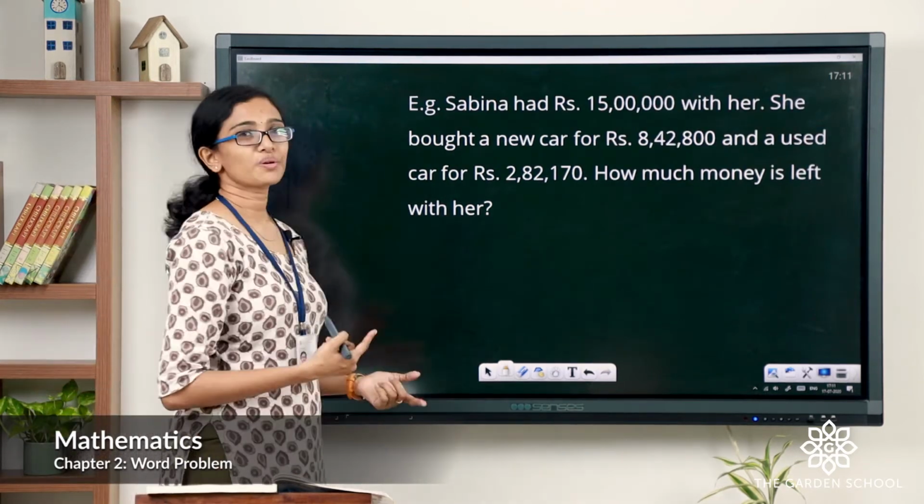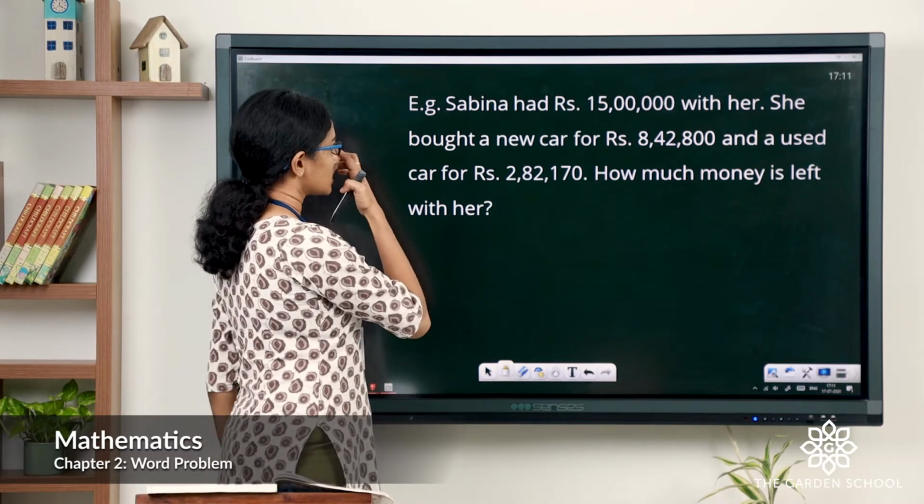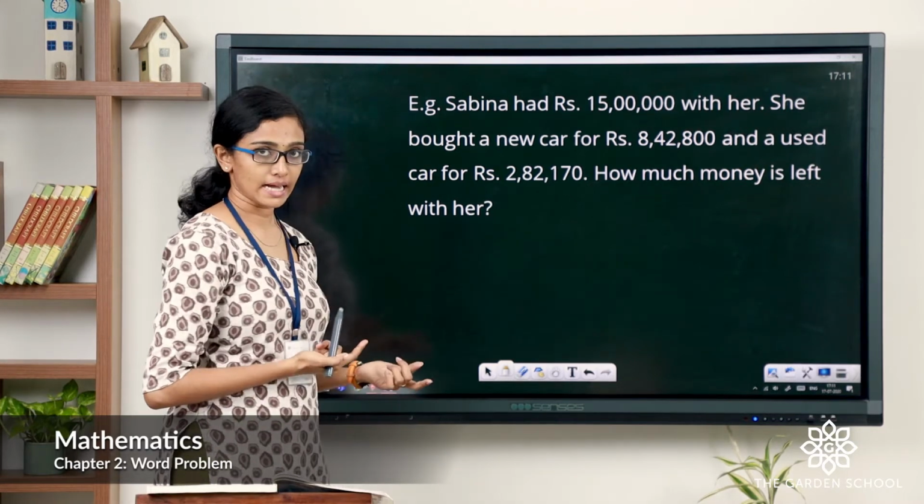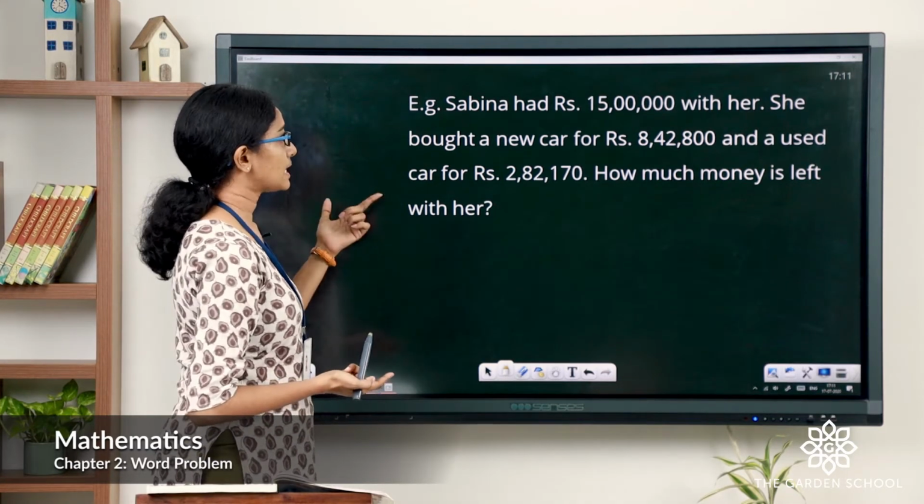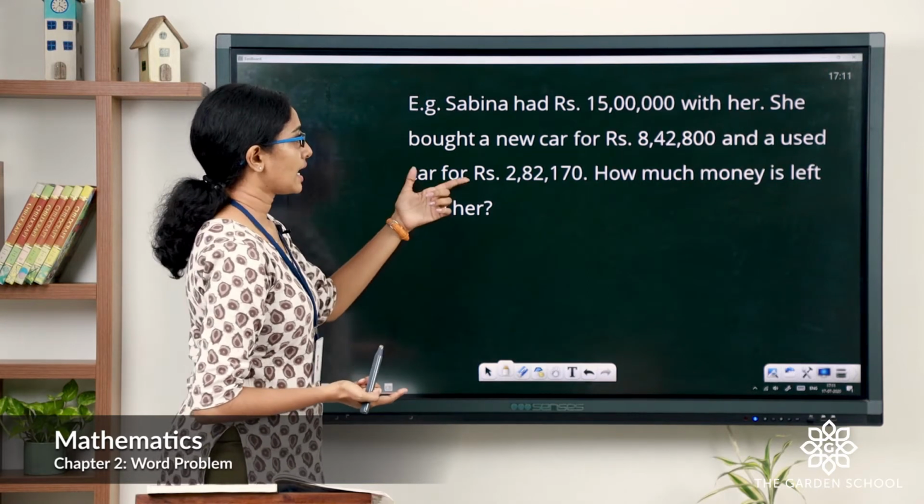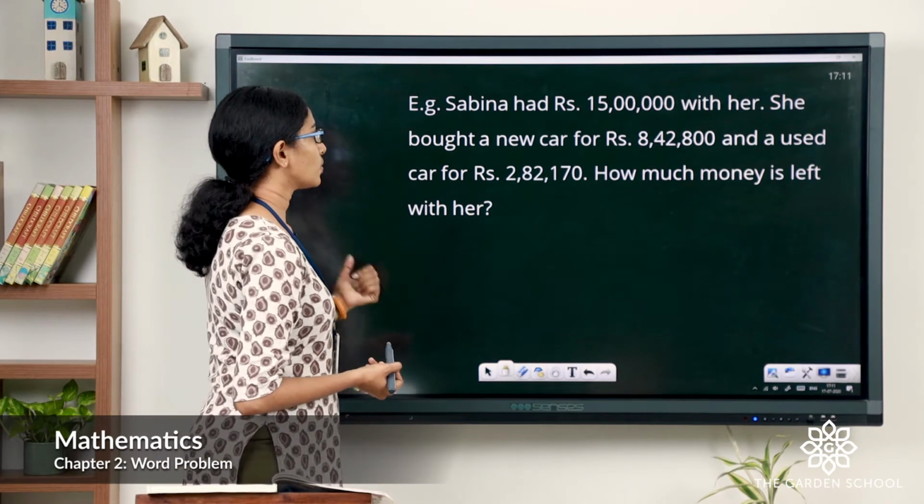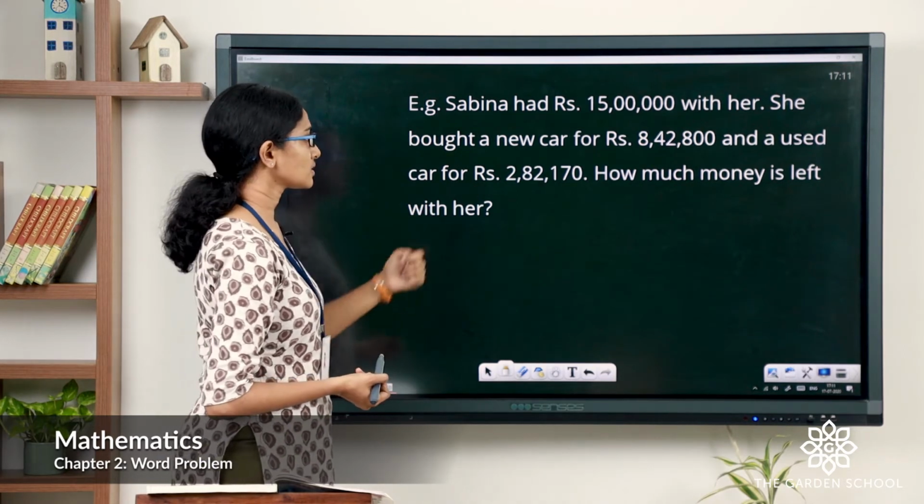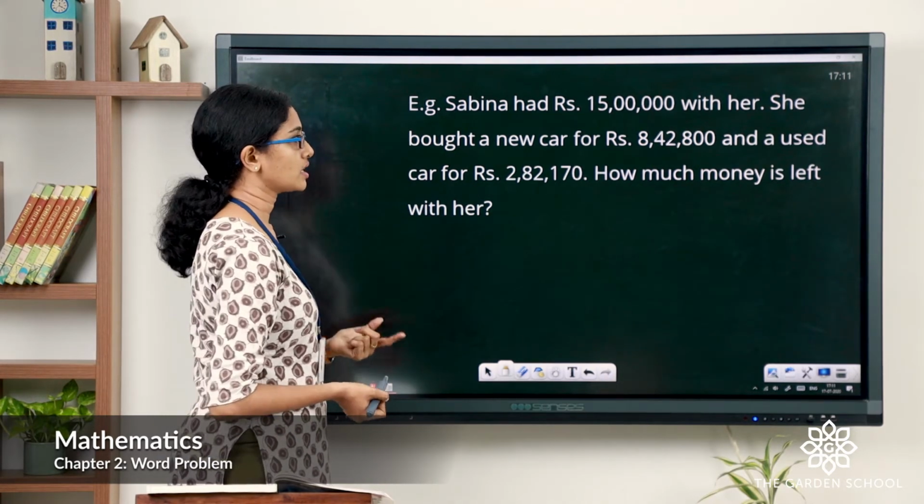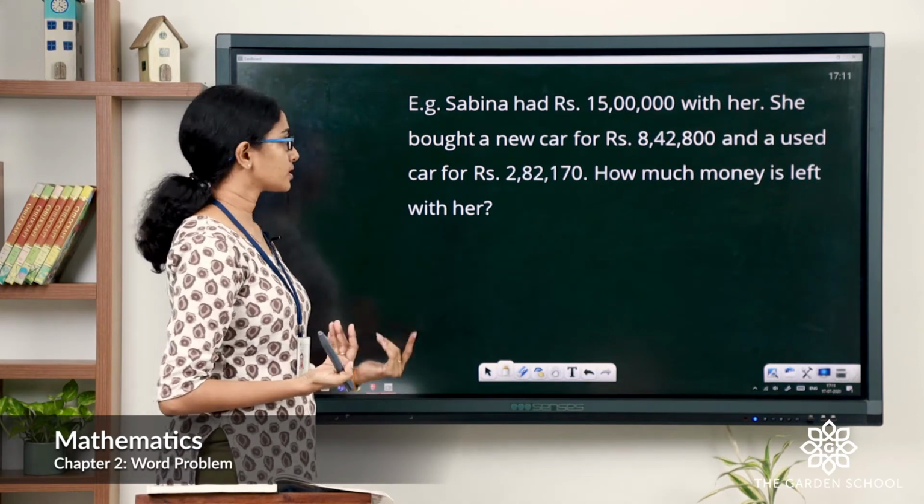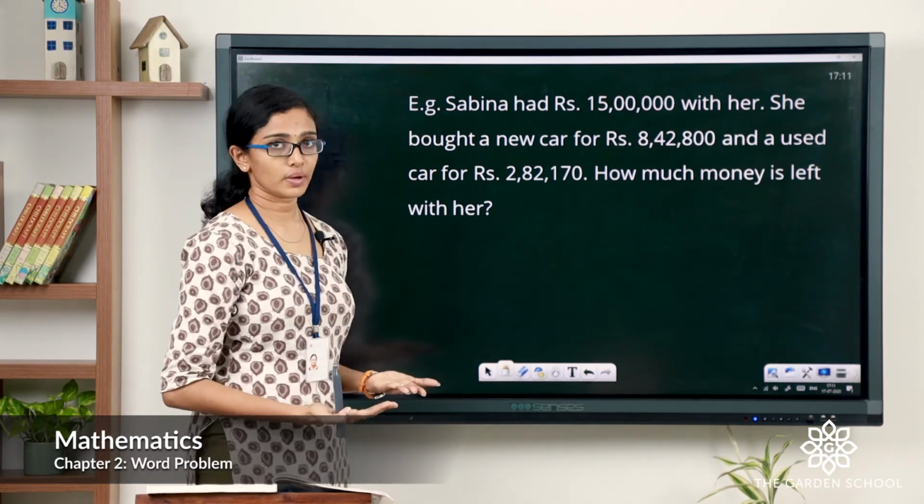Now let's see one more example. Here Sabina had rupees 15 lakh with her. She bought a new car for rupees 8,42,800 and a used car for rupees 2,82,170. Now, how much money is left with her? So what is this question about?